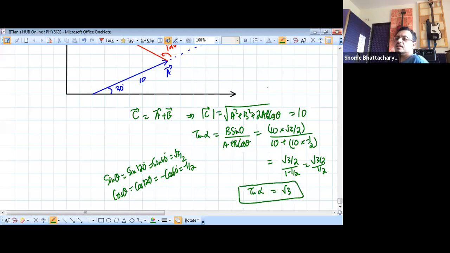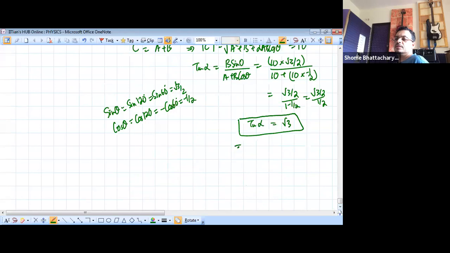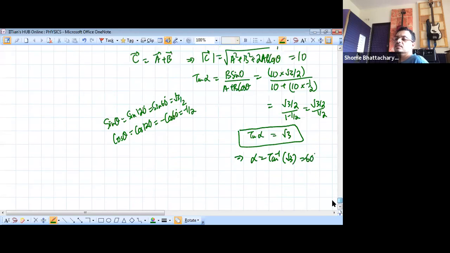No, the vector C will not come like that, beta, cos theta here you have to substitute minus half. Cos theta is minus half, not plus half. It's 120 degrees, no? The angle between A and B is 120. So anyway, that means alpha is tan inverse of root 3, which is nothing but 60 degrees. So that's some additional information that you know.